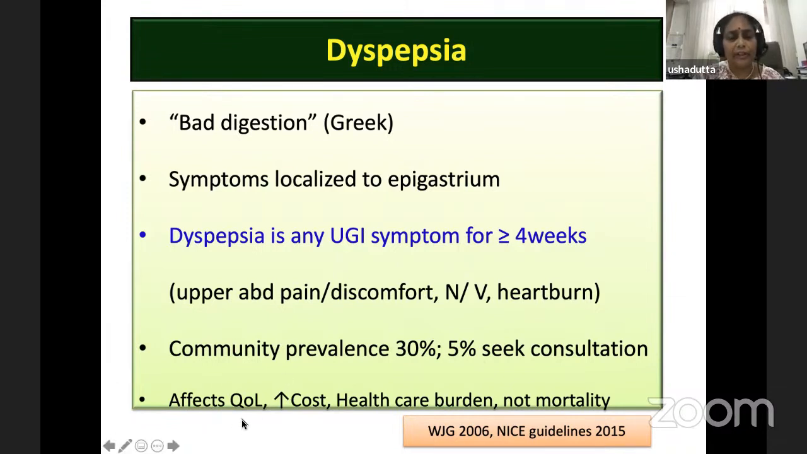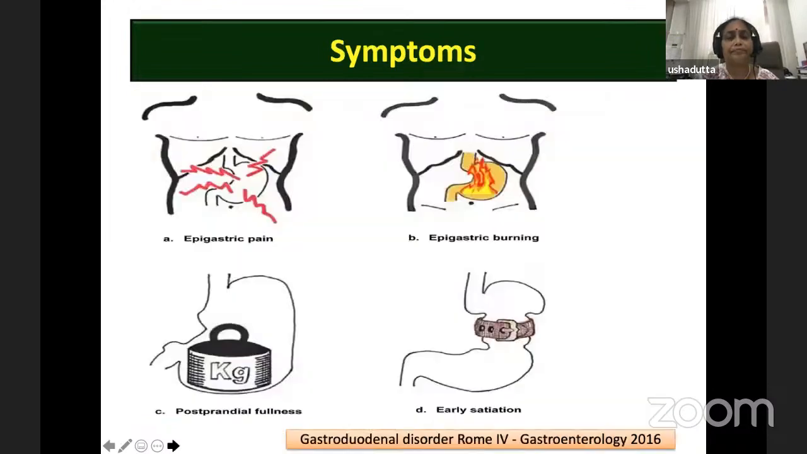It affects quality of life. It is associated with increased cost of therapy. It is associated with high healthcare burden, but fortunately does not increase mortality. So it should be diagnosed and treated in order to improve quality of life and decrease the healthcare burden.